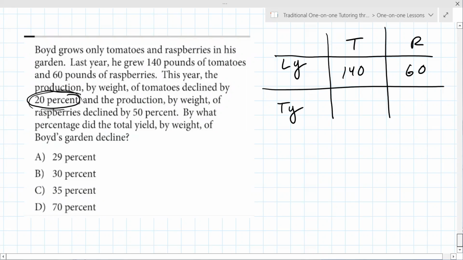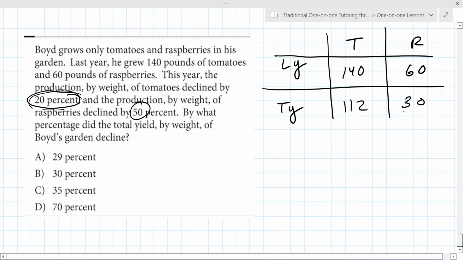How many pounds of tomatoes does he have this year? He had less, so it'd be 112. Yeah, 80% of that number is 112. Is that what you did? And then 50% less is 30. All right, so if it asked how many pounds, you got the answer, but that's not what it's asking for.